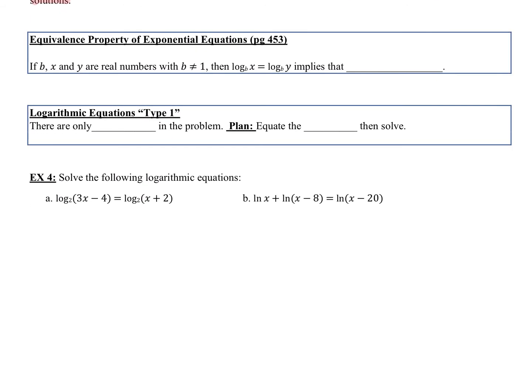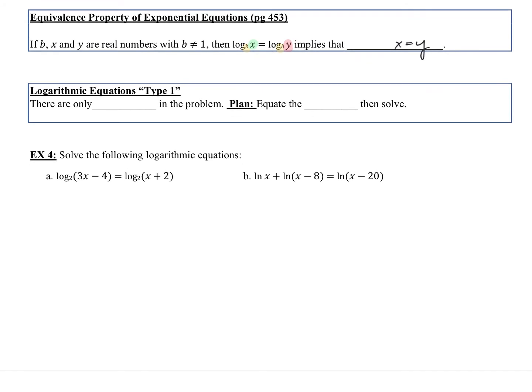Alright, so the equivalence property of logarithmic equations. If b, x, and y are real numbers with b not equal to 1, then log base b of x equals log base b of y. Notice the bases are the same, just the arguments are different. This implies that x equals y. It's a very similar concept to what we had for exponential equations. The bases were the same, set equal to each other, and we just equated them.